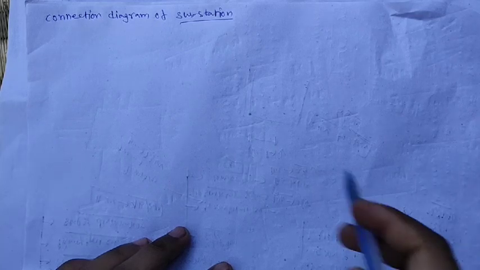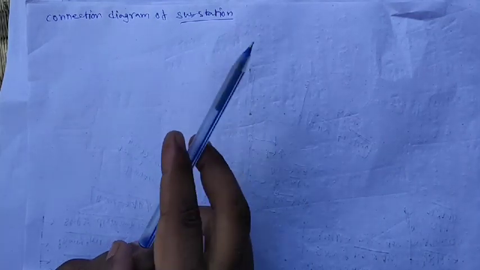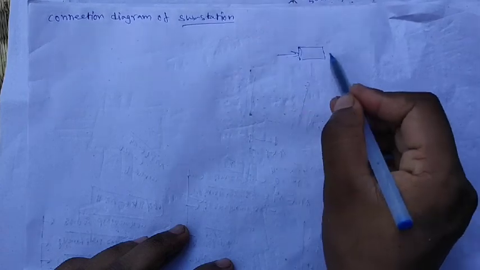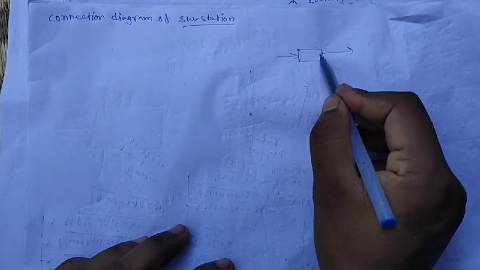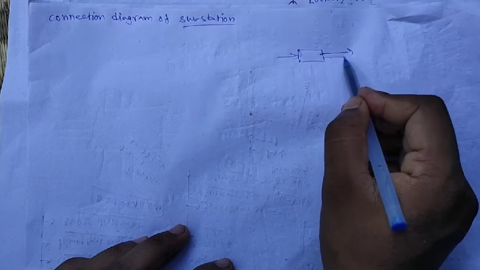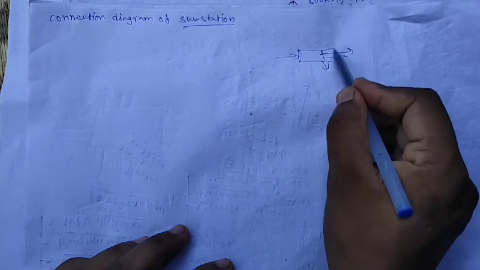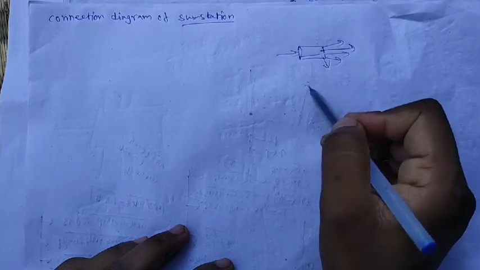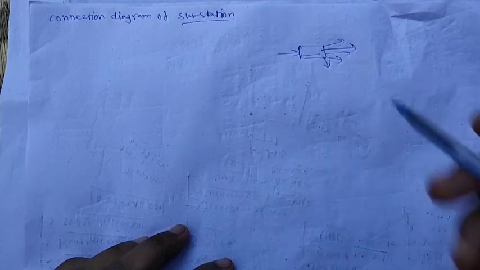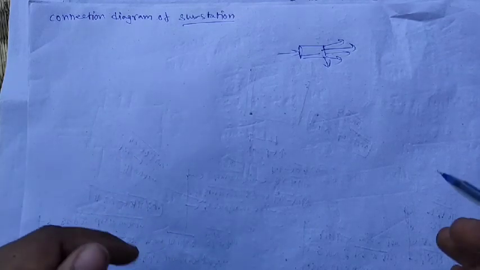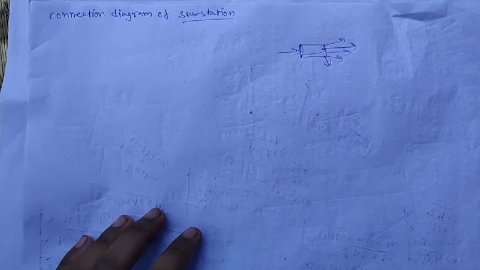Today I am going to discuss the connection diagram of a substation: how to connect different types of apparatus, how the power line comes in to a substation, and how it goes out from a substation to different feeders or different types of load. We will see the total arrangement of this diagram, and also discuss different types of substations.